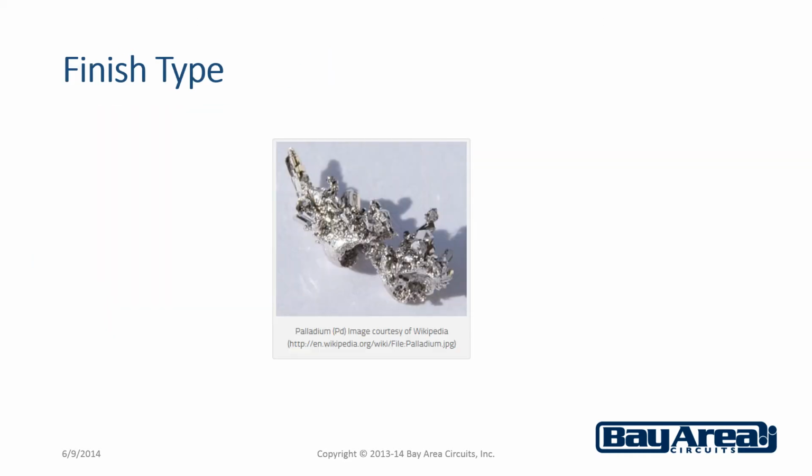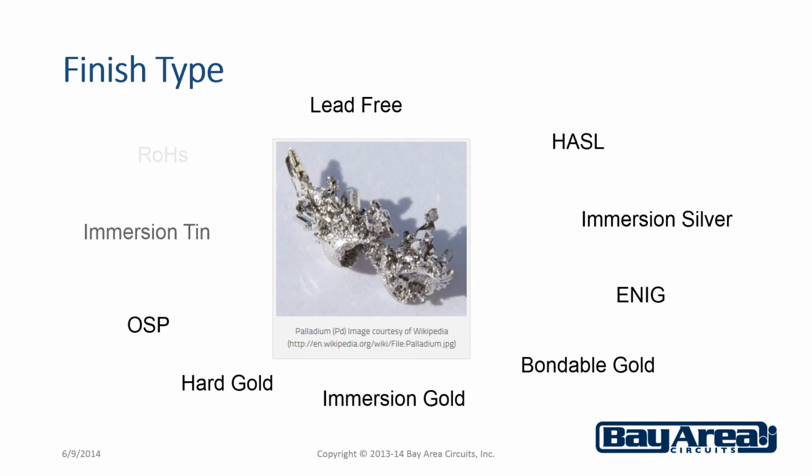Key factor number 8 is finish type. The most common finish type is still a lead finish, referred to as HASL, hot air solder level. Other finishes can add 10 to 20% or more to the cost. Those include a variety of gold finish options, such as ENIG, bond gold, gold fingers, etc.